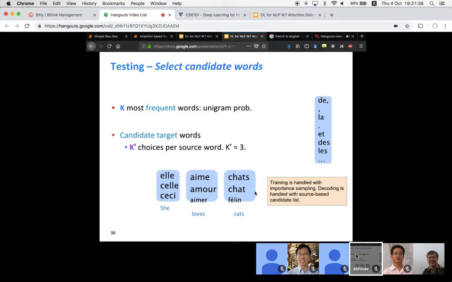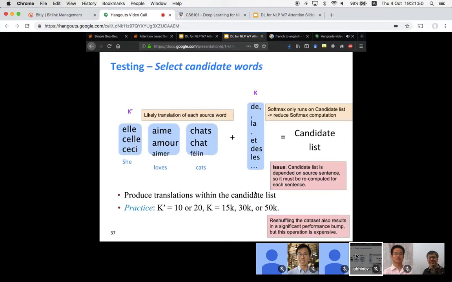And then they have some candidate target words. For example, every English word has three French candidates. And then they just add them together to create a candidate list, and the softmax will only process this candidate list. In this manner, you reduce the computational complexity, so you reduce a lot of computation power.